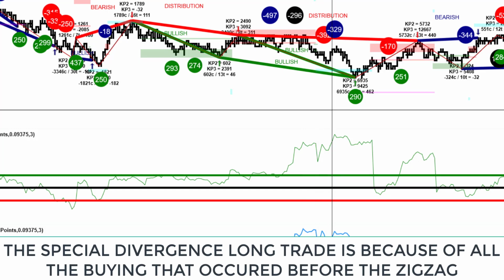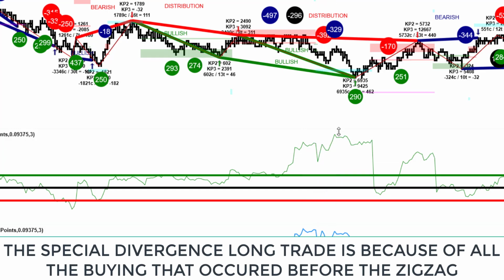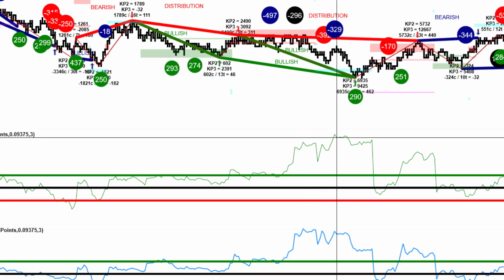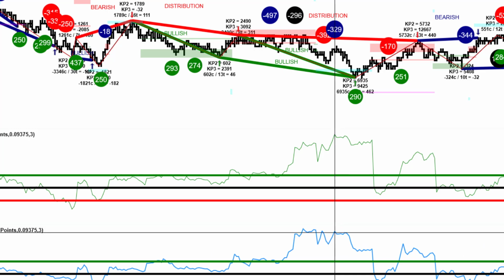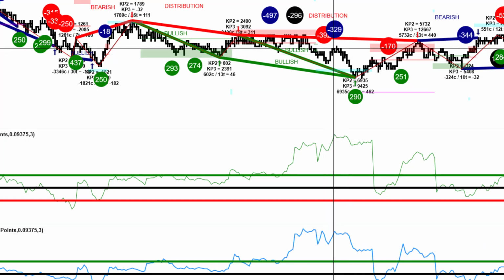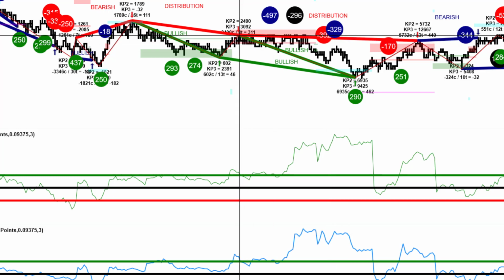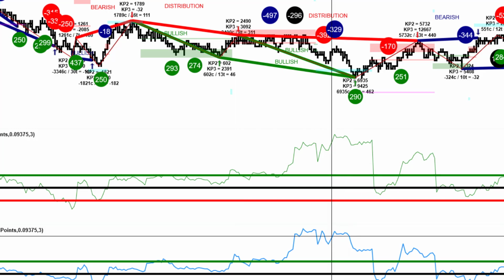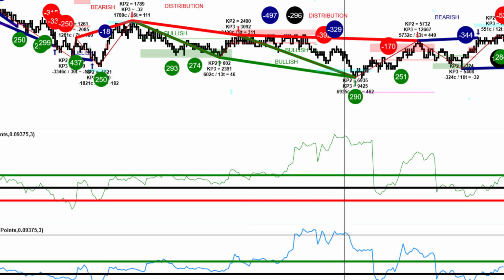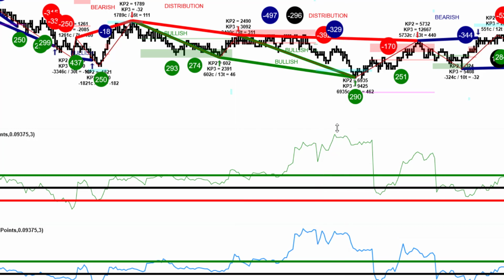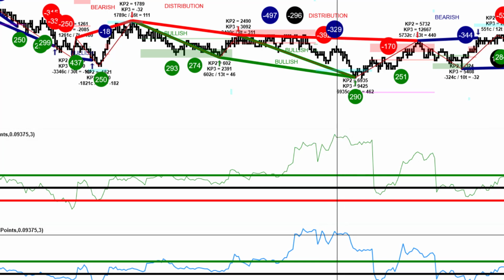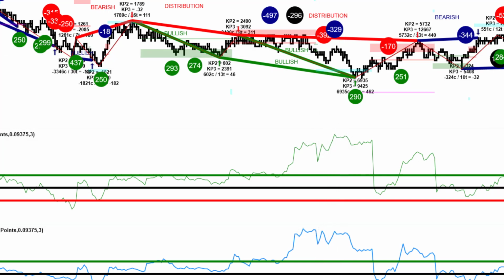Right here, the buyers continue to buy, and again, they take this even higher. And again, we have this huge ratio that to this point right here is based on the buyers from here to here. But again, what is that telling us? That is telling us that the market is under distribution.